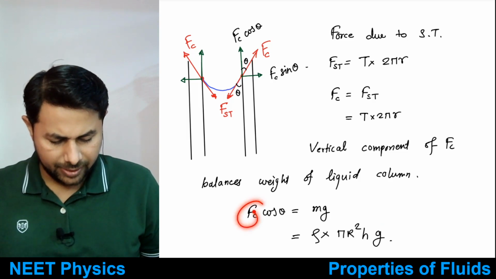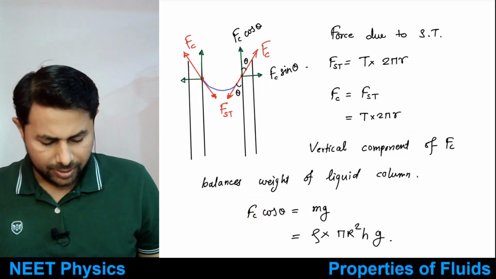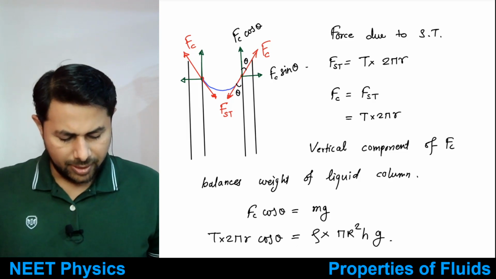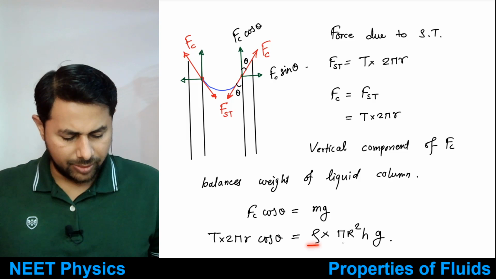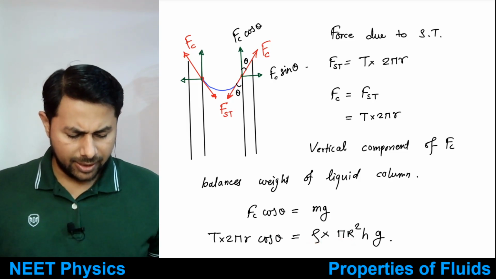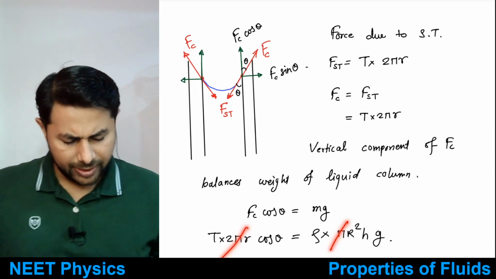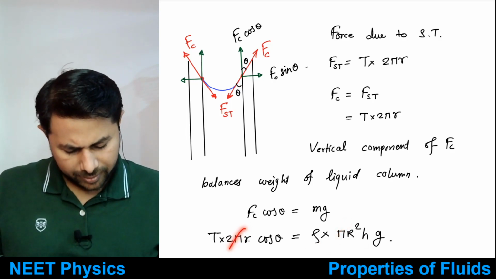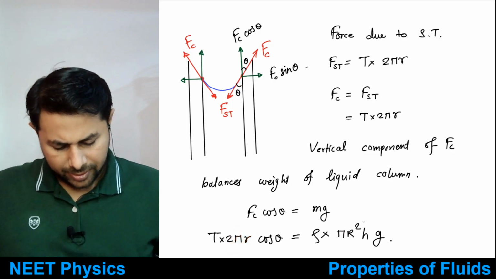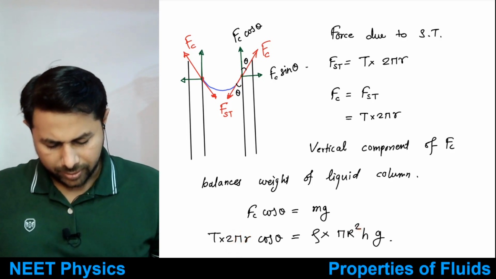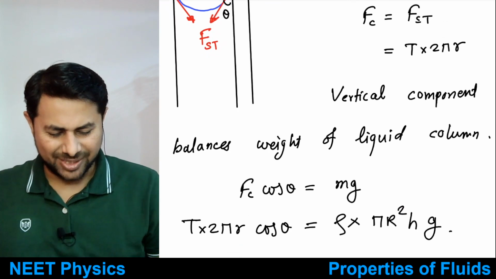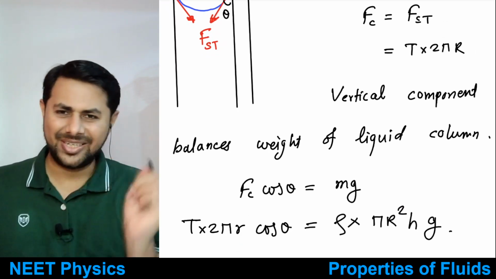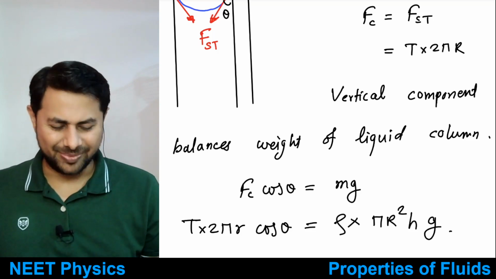And what is Fc? Fc is T into 2 pi r, so T times 2 pi r times cos theta is equal to rho into pi r square h into g, and there are some cancellations, so pi will get cancelled out. What else gets cancelled out? This r gets cancelled out with this one. Oh, I wrote different r at two places. What will this r be? It is the radius of the capillary tube, right?